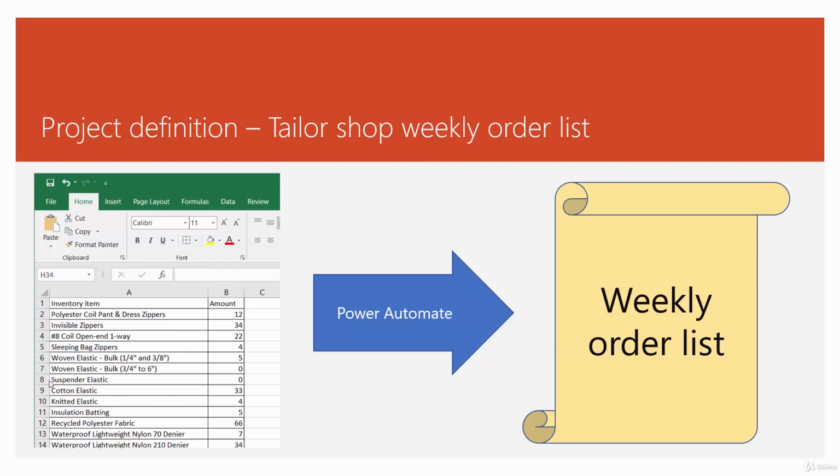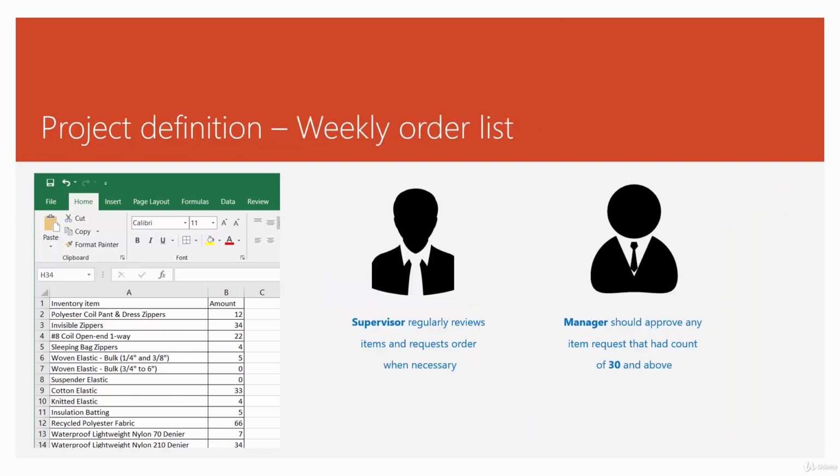Every day, the people who work there regularly update an inventory list. So basically, whatever you have in the stock. Based on this, your Power Automate should create a weekly order list. So basically, anything that is short in number should be added to a weekly order list and sent to the people who are responsible for purchase. Seems very easy, but let's see what is involved in it.